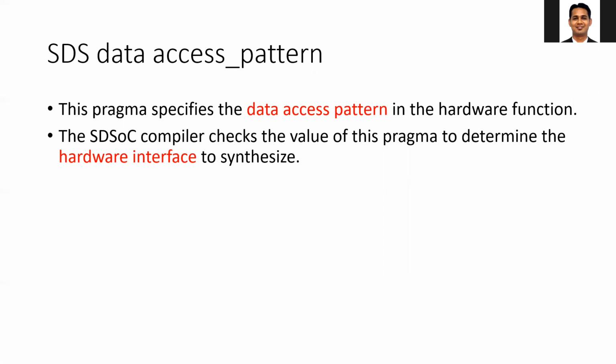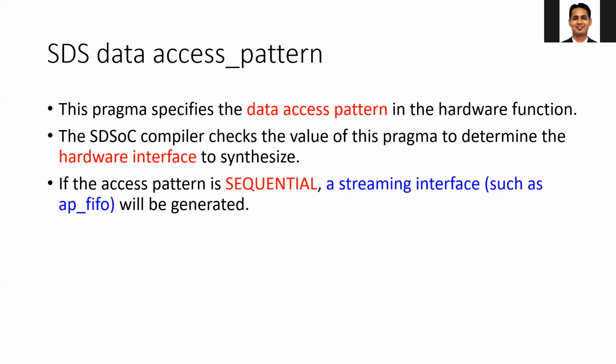The SDSoC compiler checks the value of these pragmas to determine what kind of hardware interface to synthesize. When the access is sequential, it can come up with a very simple interface called a FIFO interface. But when the access is random, you need a memory mapped, memory based interface. If the access pattern is sequential, a streaming interface such as FIFO can be generated. You just need to send the request for the read, and you get the next data. For a write, you don't need to send the address; your data will be written at the next address.